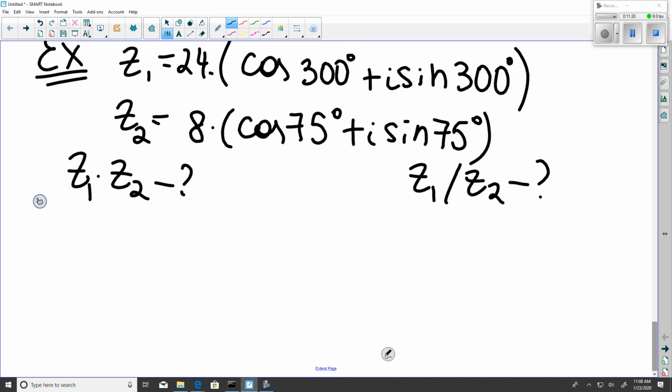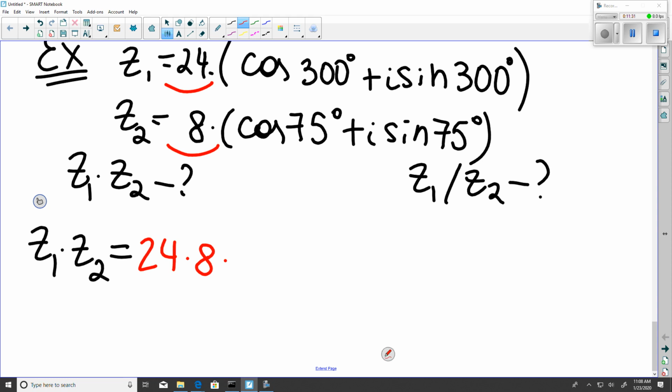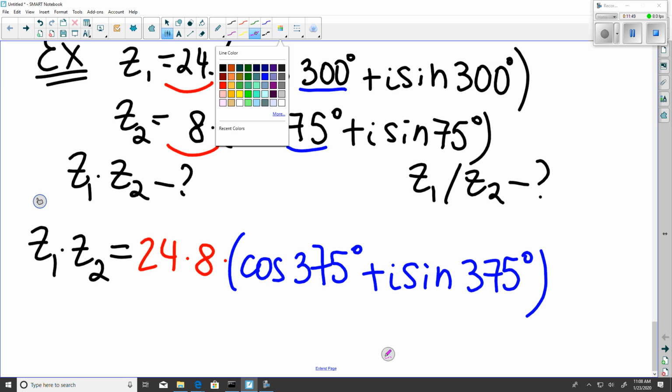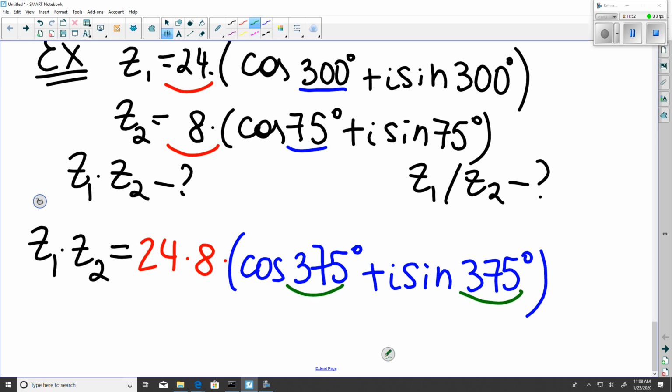Scrolling it up. Z1 times Z2. So we have to multiply the moduluses. Will be 24 times 8 times. And what am I doing with the angles? Perfect. We add the angles. Cosine of 375 plus I sine 375. Make sure that these numbers are always the same, since you either add in both or subtract in both. These numbers they call the argument, they will always be the same. And you can simplify if you want to.